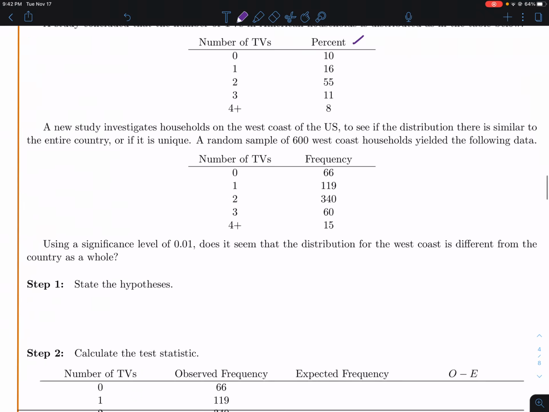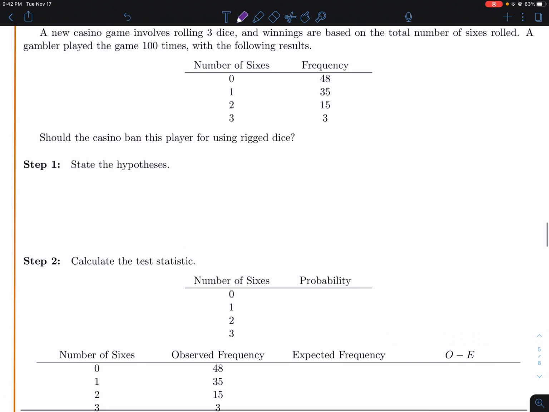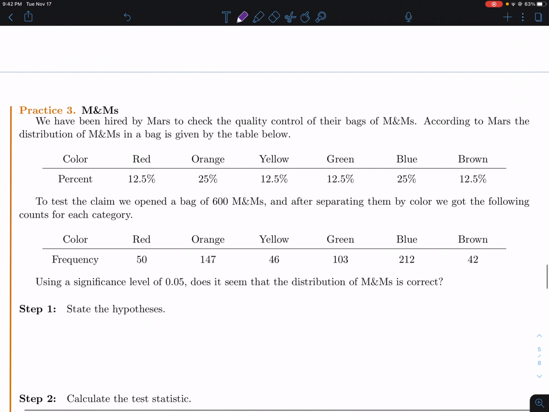So we've got practice 2, casino gaming. With this one, you'll have to use the binomial distribution to actually calculate the expected probabilities. But we know how to do that. Hopefully we remember. This will be good practice for the tests and stuff.